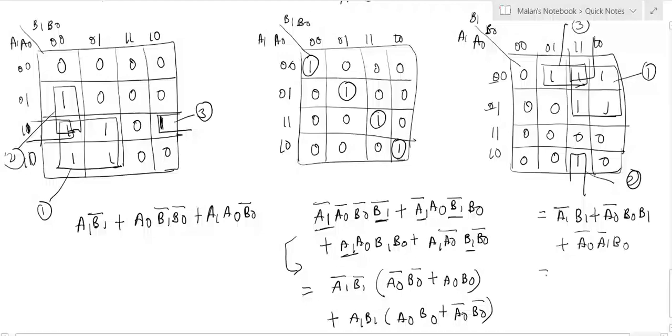Now we can write the expression: A1 bar B1, then A0 bar B0 B1, then A0 bar A1 bar B0. This is the expression for A less than B. Now once we have identified all the expressions for A less than B, A greater than B and A equal to B, our next task is to realize the expressions using the logic circuit.